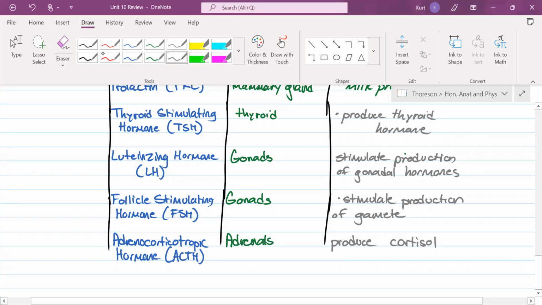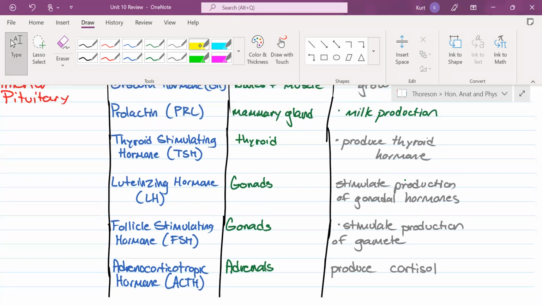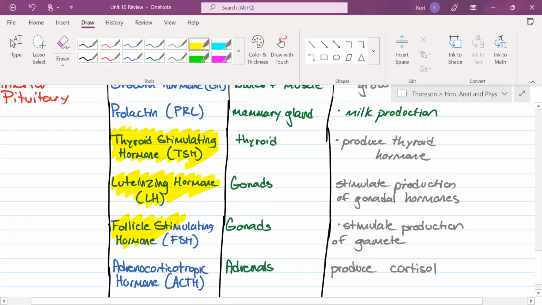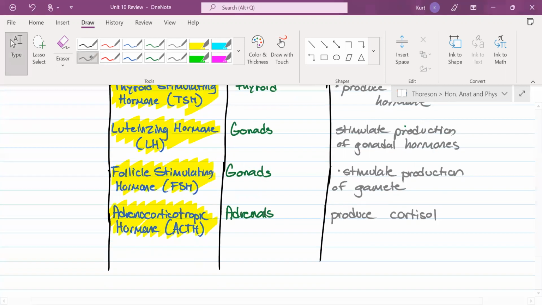There they are. I want to do a little bonus here real quick. Those 6, which 4 are called tropic hormones? They stimulate other glands. The ones I'm highlighting are called tropic hormones. They stimulate other glands on what to do. Okay, good.